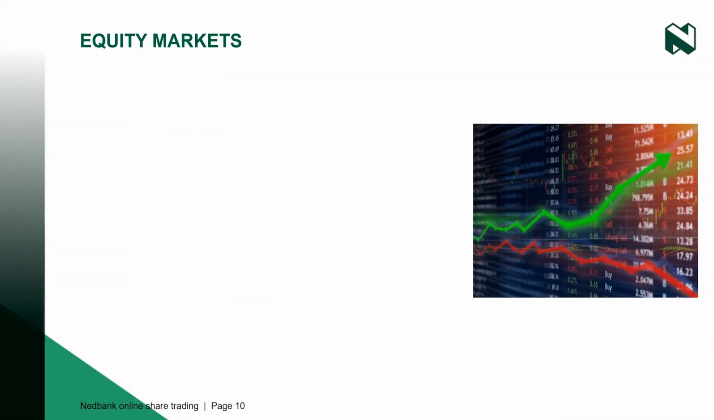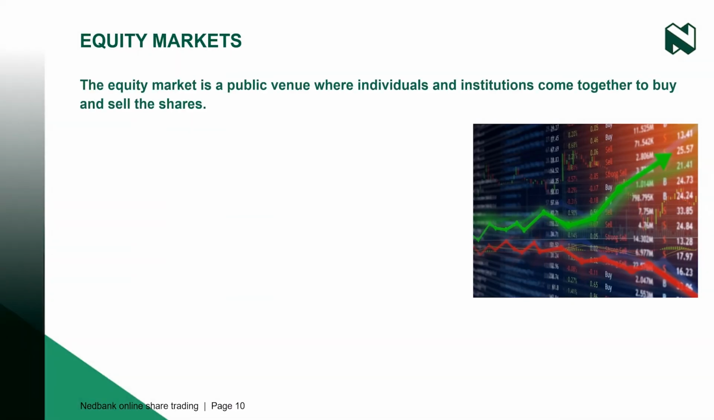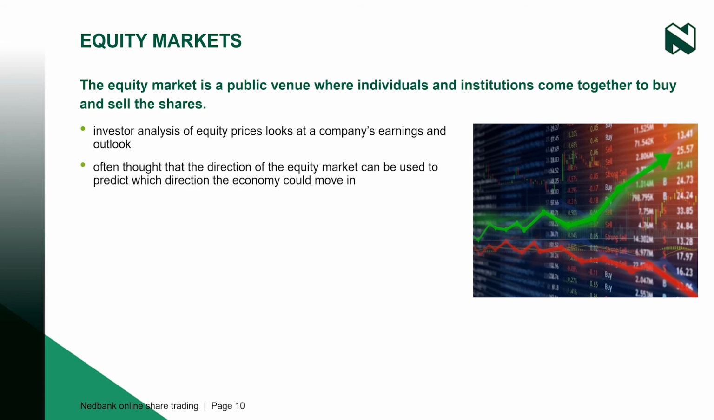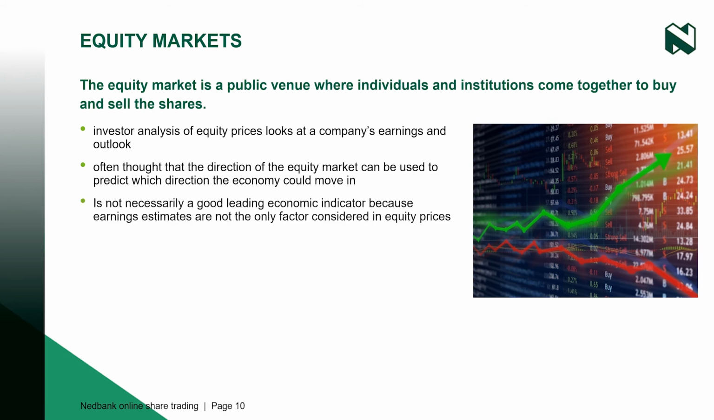Economic indicator 4 on the list is the equity market. The equity market is a public venue where individuals and institutions come together to buy and sell the shares of companies and exchange traded funds or ETFs. It is part of an investor's analysis methodology to look at a company's historic earnings and future earnings outlook. It is often thought that the direction of the equity market can be used to predict which direction the economy could go.